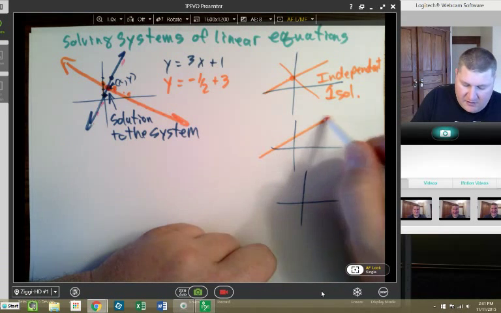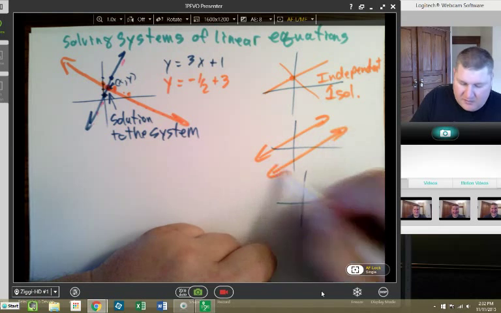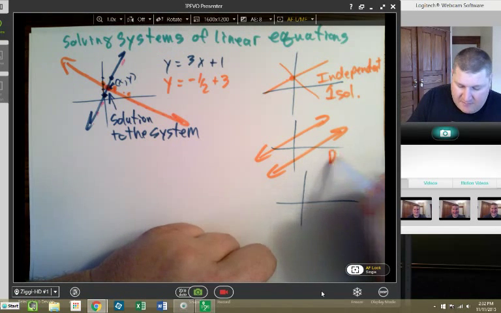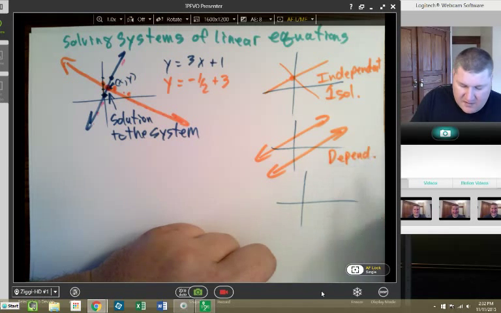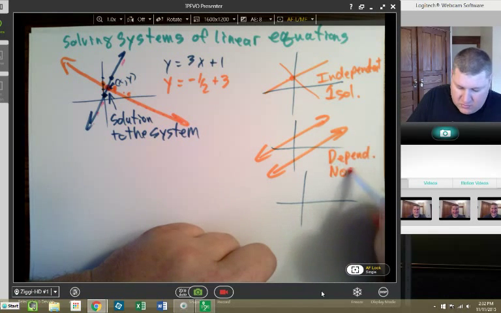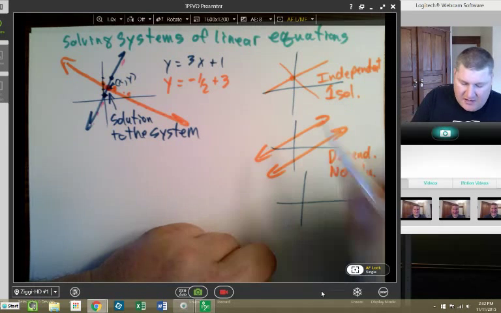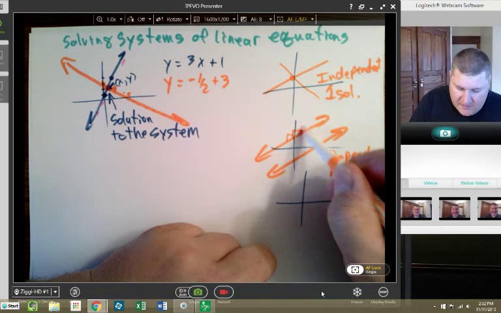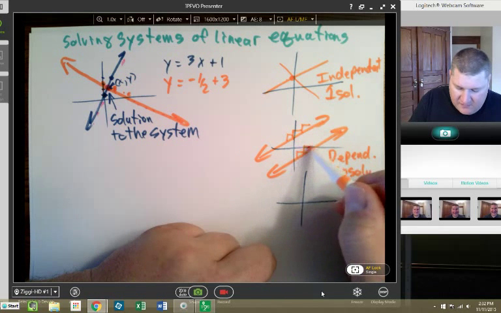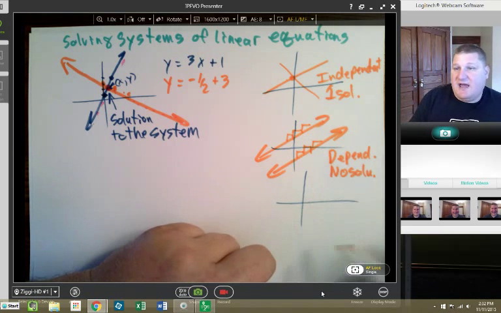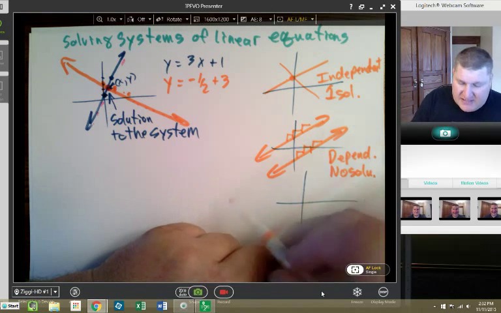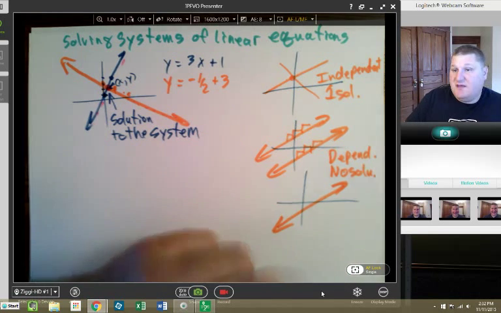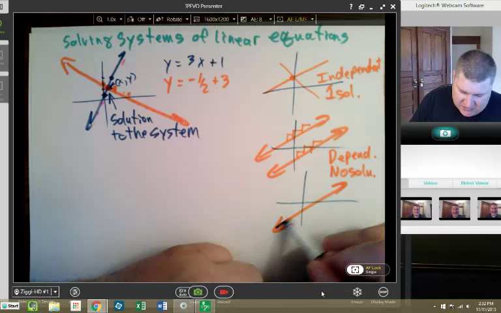Here, I could have two lines, but those lines could be totally parallel. And those lines that are parallel would be dependent, and they would have no solutions. The interesting thing about parallel lines is that the slope on this line is going to be the same as the slope on this line. So we have the same slope in both cases. They never intersect.